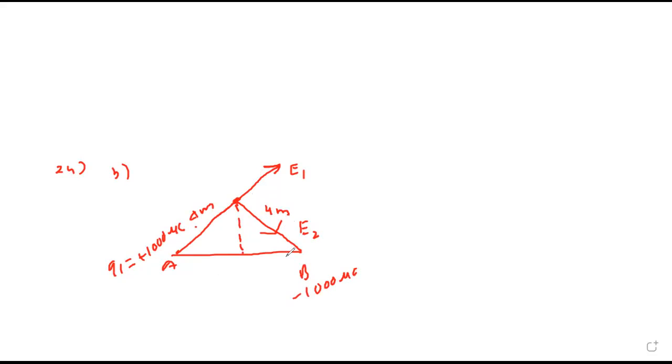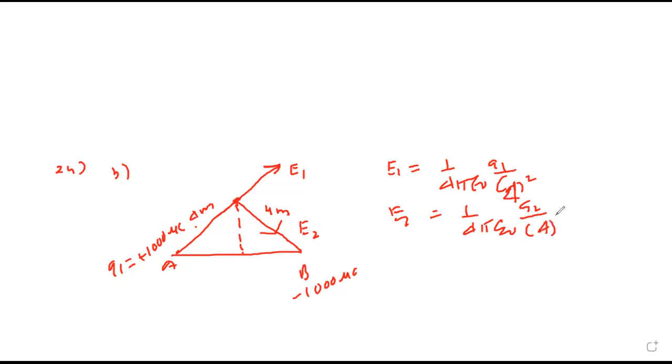If it is equidistant, first E1, I can write 1 upon 4 pi epsilon naught Q1 upon 4 square, and E2 is 1 upon 4 pi epsilon naught Q2 upon again 4 square. Since Q1 is same as Q2, E1 will be E2. Now my problem is to find what is the angle between them, so that I can find the resultant. This angle is 90.